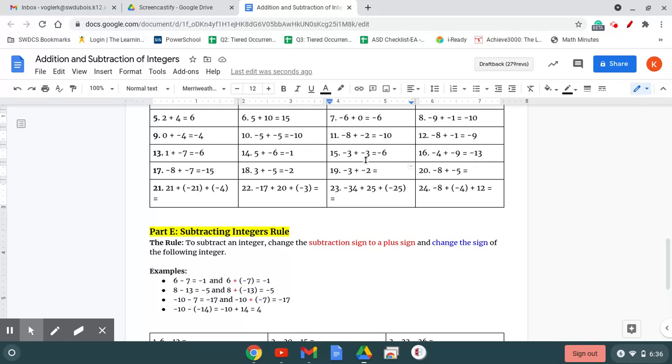All right, number 19. Two negatives, same sign. Keep the sign and add. So keep the negative, and then we add. 3 plus 2 is 5. Number 20. Same sign. Keep the sign and add. Keep our negative. And then 8 plus 5 is 13.